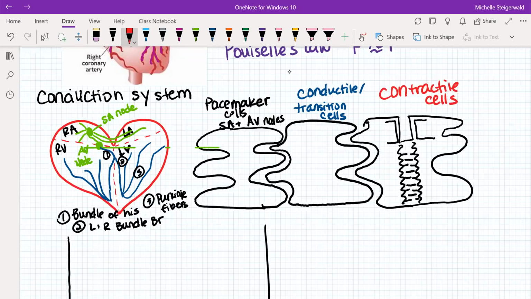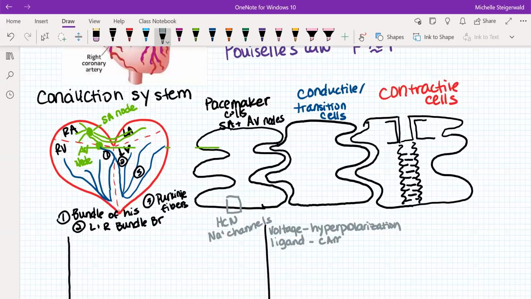Okay, so this is all a network. They're very much connected. You start with this pacemaker cell, and you're going to have a special channel on here called an HCN channel. That's the hallmark of these pacemaker cells. These HCN channels are sodium channels, but they function by not only voltage, so a hyperpolarization could set them off, but they also act as like ligand gated channels because they need cAMP to bind to it to open.